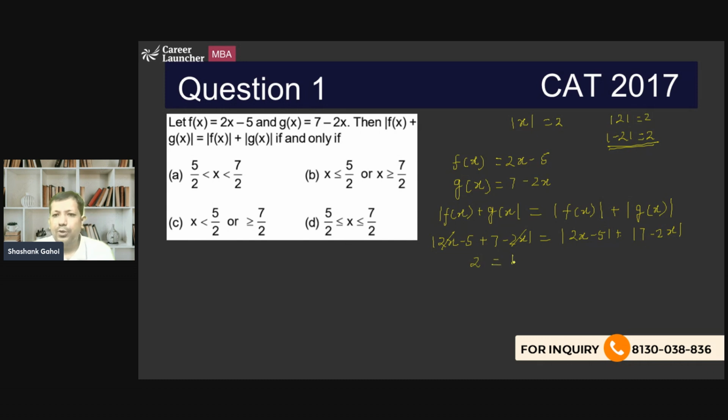And that is equal to mod of 2x minus 5 plus mod of 7 minus 2x. Now, what is the range? How am I going to find out the range? Now, this is going to be a tricky scenario.